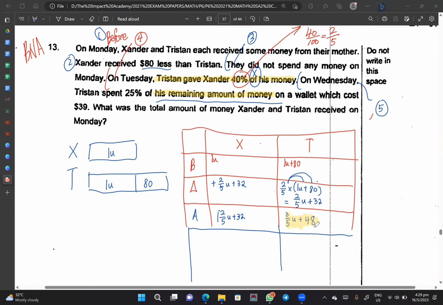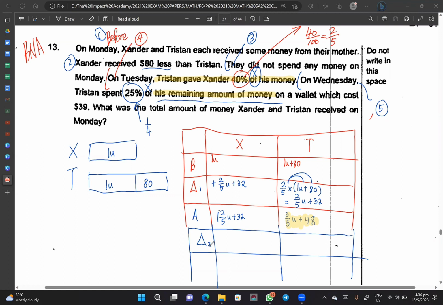So this is the remaining amount of money. What am I going to do for this part of the sentence? Same thing, just like what I did just now. The word "of" means I times, agree? And same thing, 25% I have to change to 1 over 4, right? So there's again another change. This is change 1, this is change 2. So there are 2 changes, right?